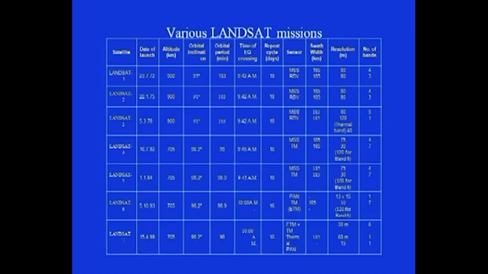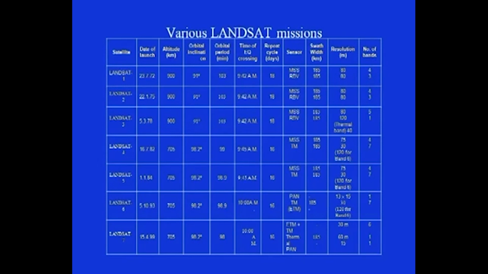So if we look at Landsat-1, this was launched on 23rd July 1972, flying at an altitude of 900 kilometers at an orbital inclination of 91 degrees, having an orbital period of 103 minutes, crossing the equator at 9:42 a.m. It revisits an area after 18 days and carried two sensors, MSS and RBV, having a spatial resolution of 80 meters. The MSS had 4 spectral bands, while the RBV camera system had 3 bands.